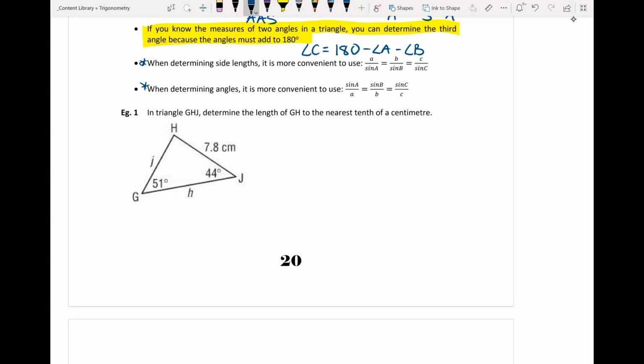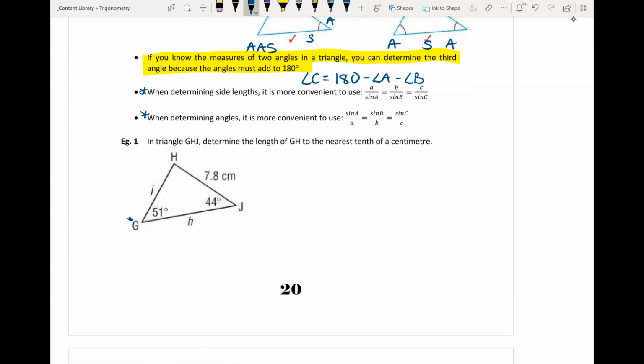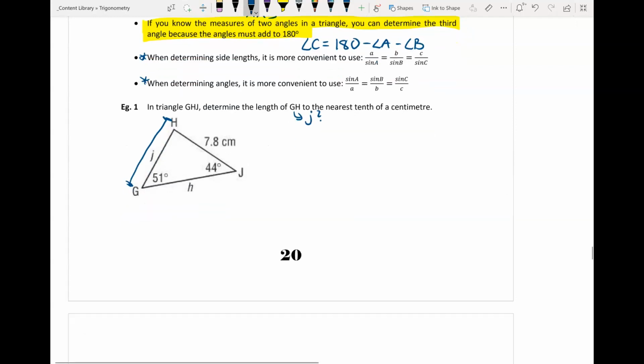Okay, so let's go ahead and apply these to actual questions. For our first example, we've been given the picture of the triangle GHJ, and we want to determine the length of GH. GH is just from here to here, which is also side J. So in other words, we're looking for side J, and it's a length.